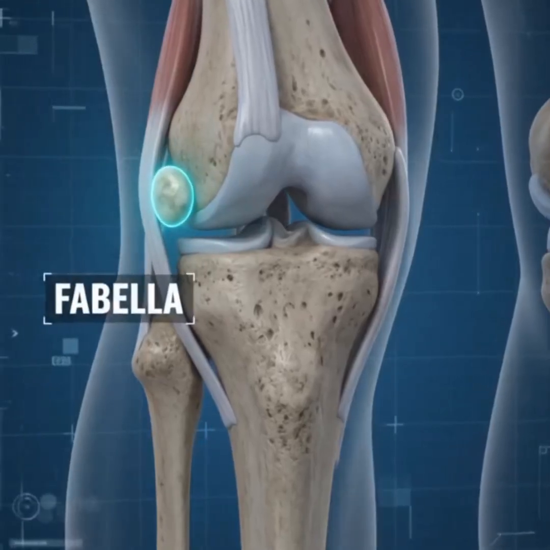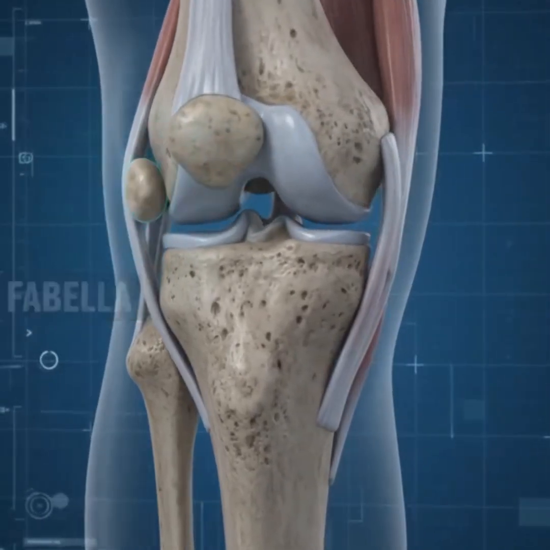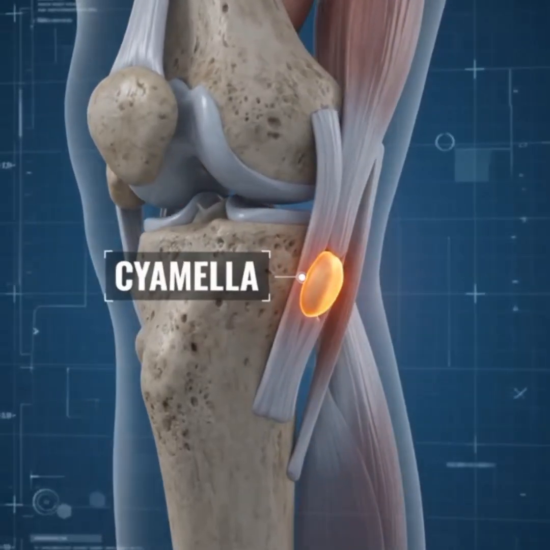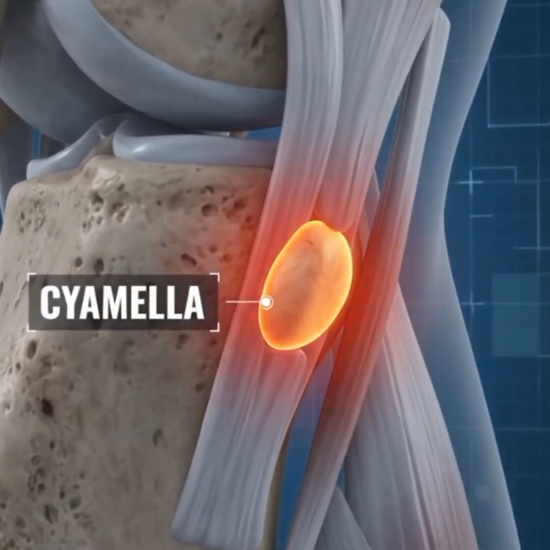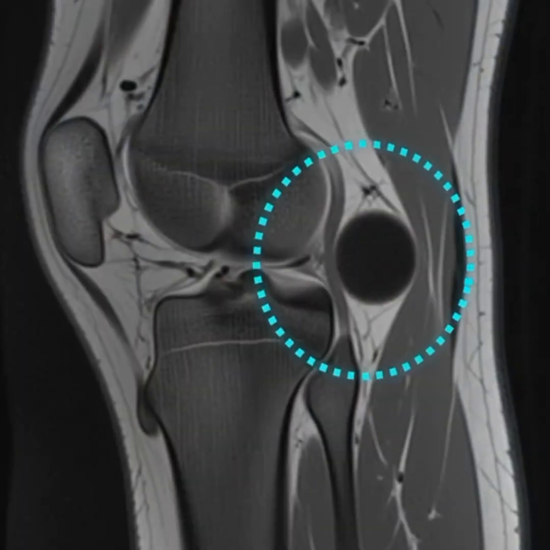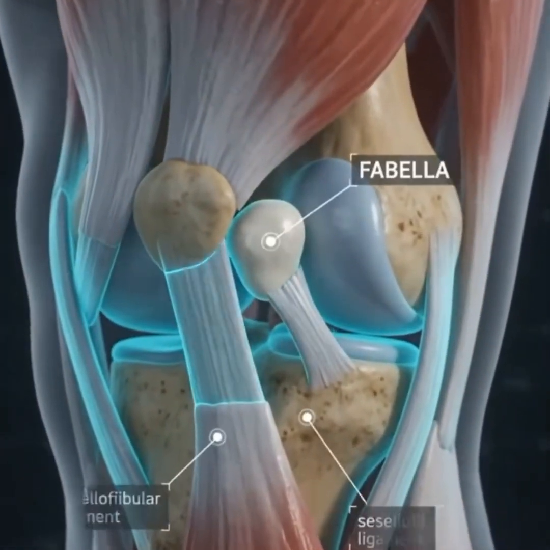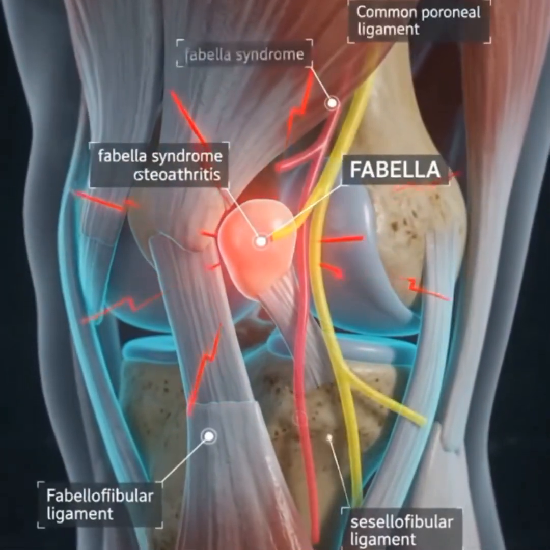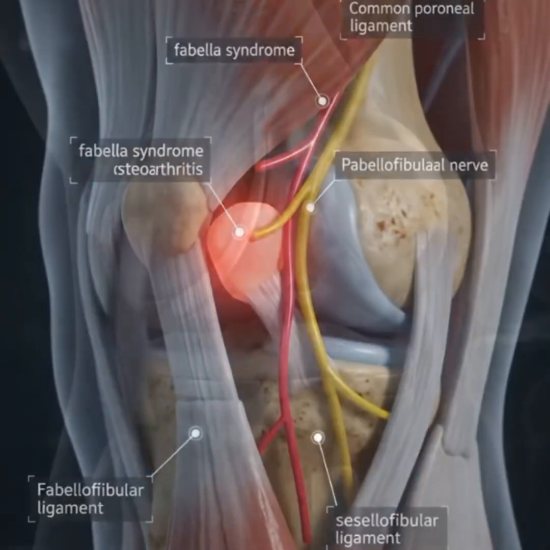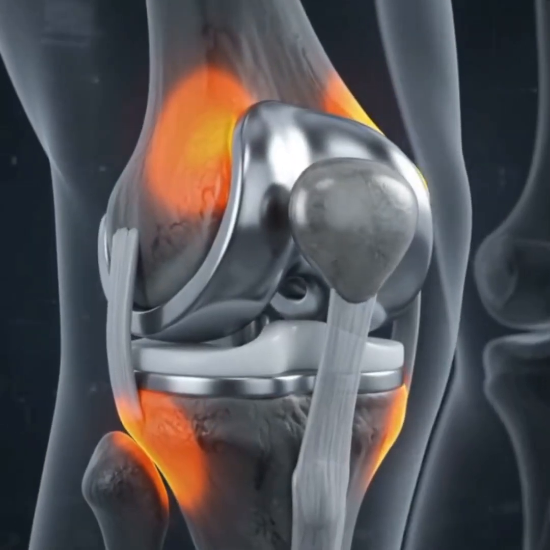The posterolateral knee can host two sesamoid bones. These are the fabella and the cyamella. They can cause pain or mimic pathology. The fabella is a small sesamoid bone. It is found behind the lateral femoral condyle. It can cause painful vascular and nerve syndromes. This bone complicates total knee arthroplasty.